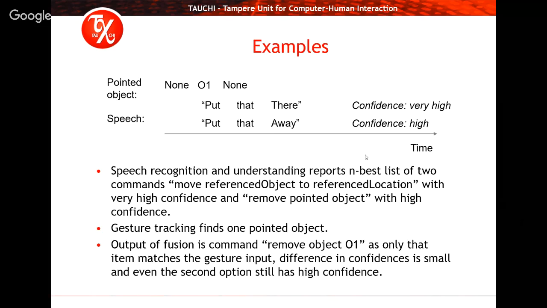Okay, we might get the n-best list from the speech recognizer. Maybe the speech recognizer heard "put that there" with very high confidence, but it also gets the second recognition result, "put that away", also with high confidence. So it's most likely one of those. Speech recognition would say that it's the first one, but it doesn't say that the second one is fully off, and we only see the user pointing at one object.